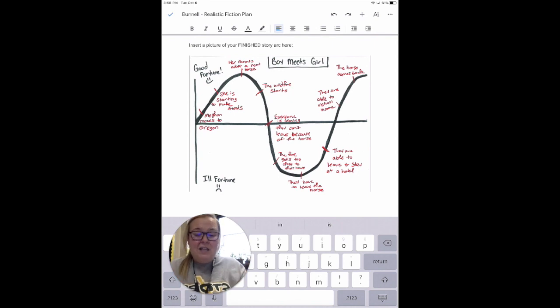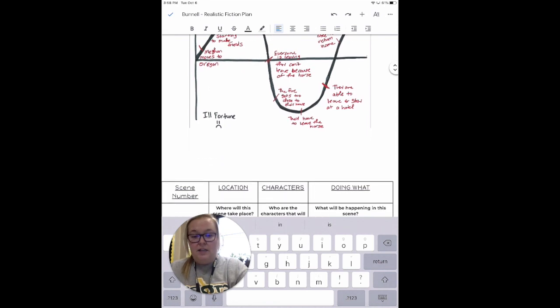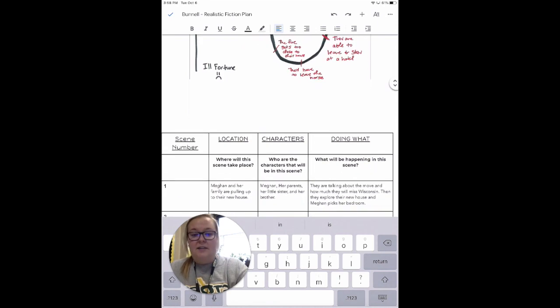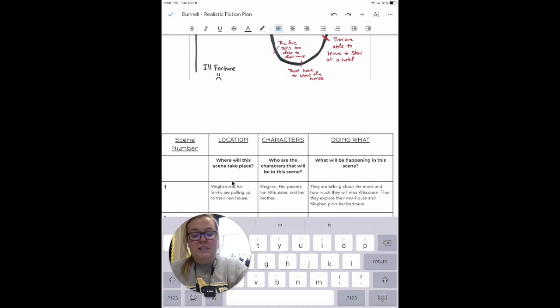But sometimes it takes more than one scene to really show your reader an event. So like, for example, my character is going to start making new friends for her second event, so I'm going to make that 2 scenes. But my first thing that I need to do is show my reader that Megan moves to Oregon. So for my first scene, I said the location, so where my scene is going to take place, is Megan and her family are pulling up to their new house. So they're going to be in the car, they're pulling up to the new house.